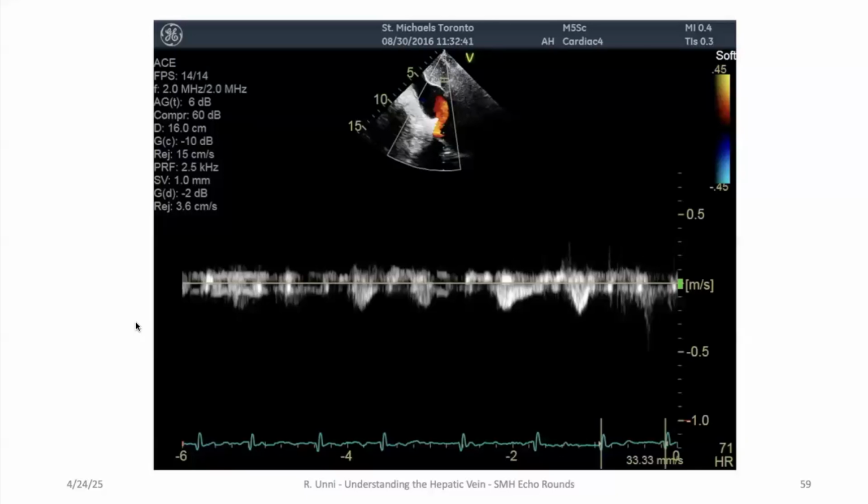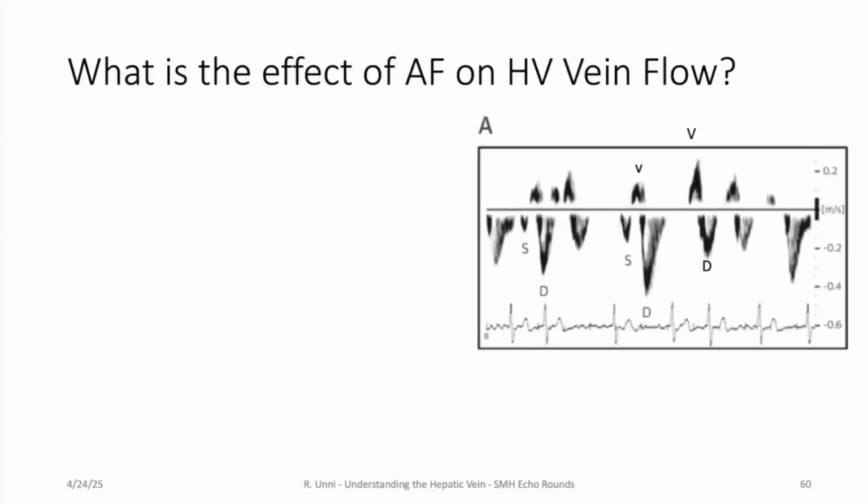Okay, AFib. We all see patients with atrial fibrillation. What is the effect of that on the hepatic vein? Well, as we talked about, the first wave is that A wave caused by your atrial contraction when you are in sinus.